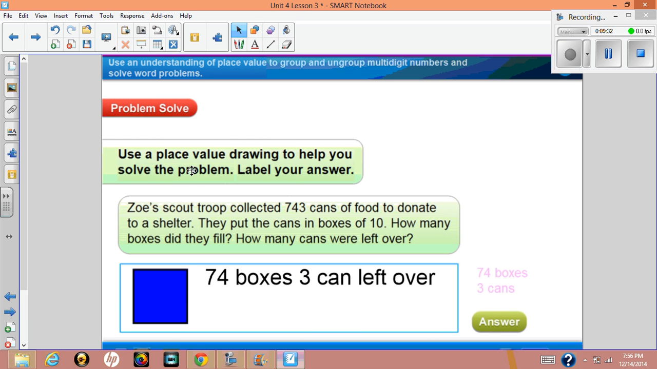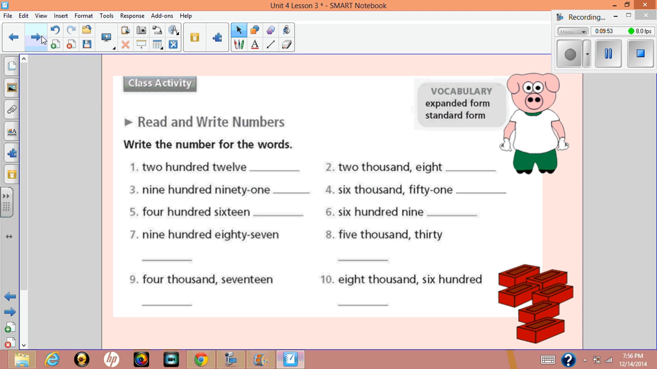Very good. Do you see how simple it is when we start identifying the place value, how quickly we can determine the answer by simply 74, and then adding because we recognize the tens column here, and adding the 3 cans that are left over.